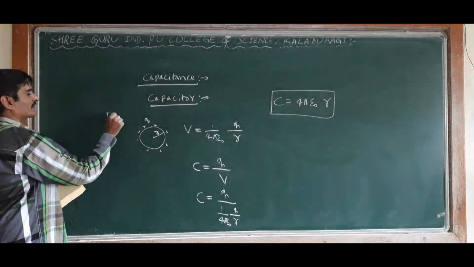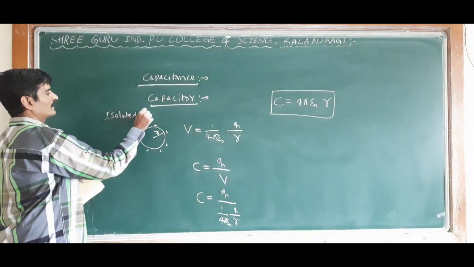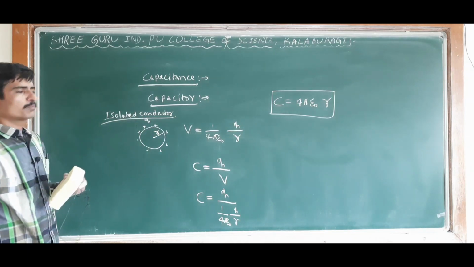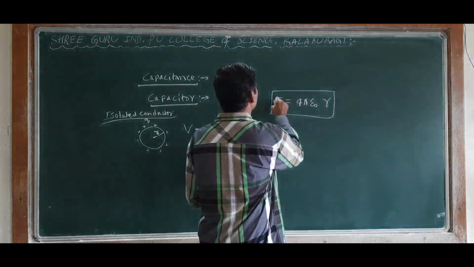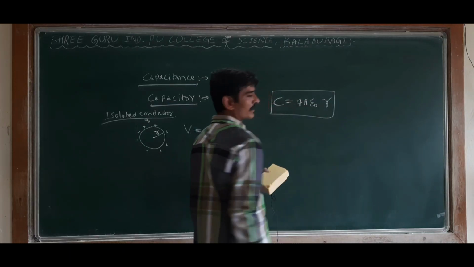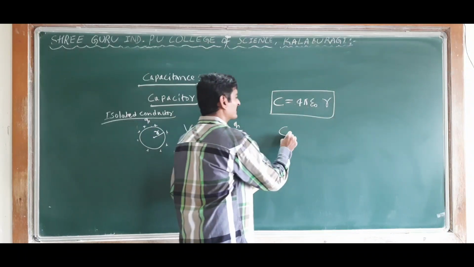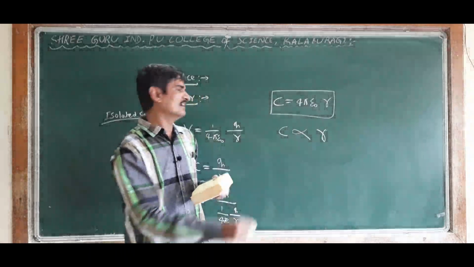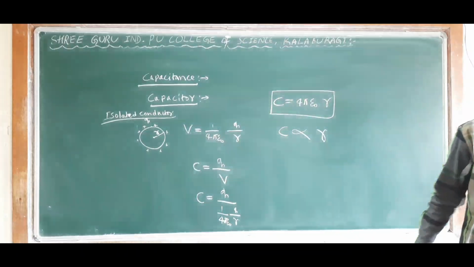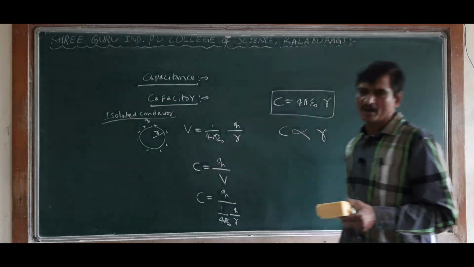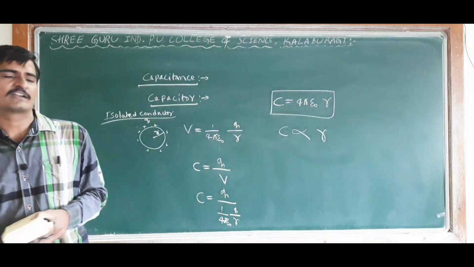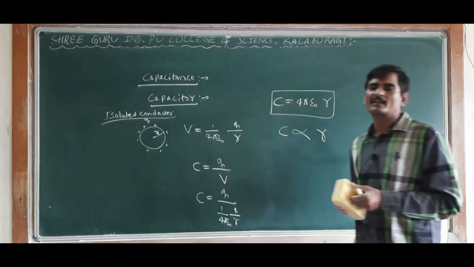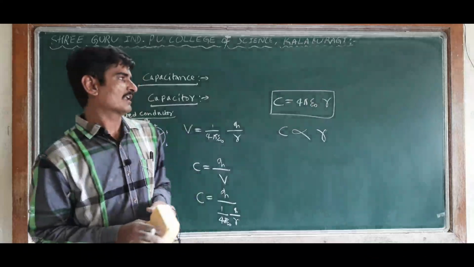Only one conductor is there. If there is only one conductor, the capacitance of that conductor is C is equal to 4 pi epsilon naught into R. That is, the capacitance is directly proportional to R. It depends upon the shape and size of the conductor. If the shape and size of the conductor is large, then the capacitance will be very, very large. Understood?